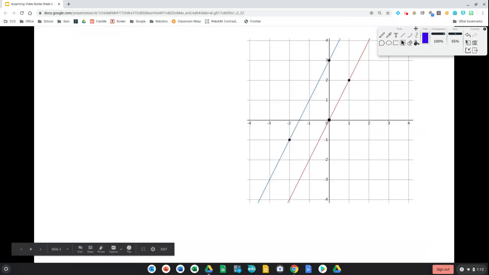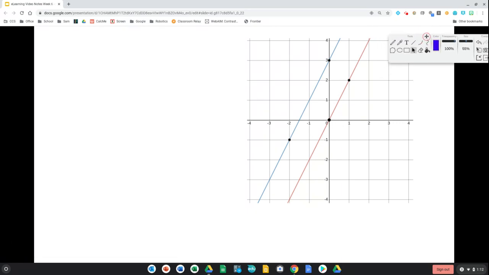Here we have two lines. Now, are these lines parallel or are they perpendicular? These are parallel lines. Remember, parallel lines are lines that don't cross. We want to figure out what the connection is between the slope of these two lines. So look at the red line here. What would the slope of that red line be?